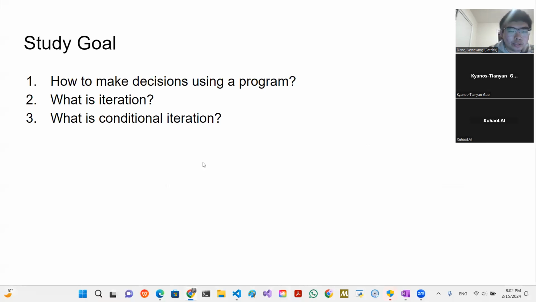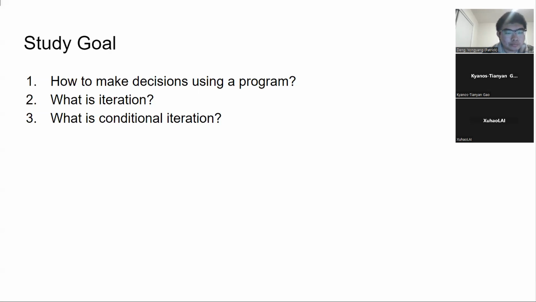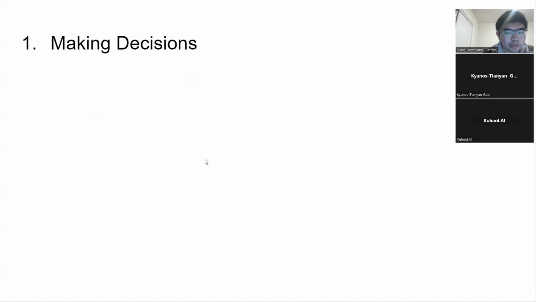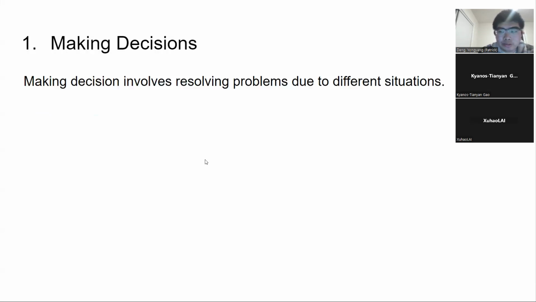So our study goal for this lecture is how to make decisions using a program, making decisions involving if statements, and then what is an iteration, and what is a conditional iteration. So, making decisions. Making decisions is involved in resolving problems due to different situations. We have many cases out there, and you have to find a solution for every case.